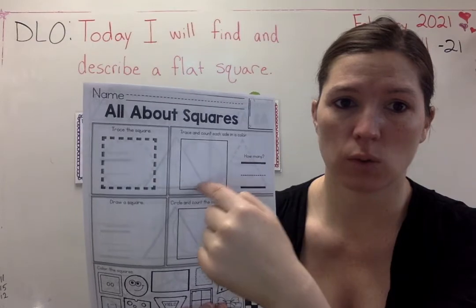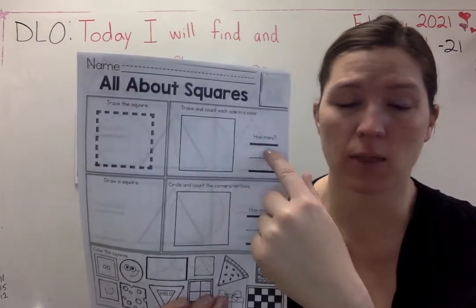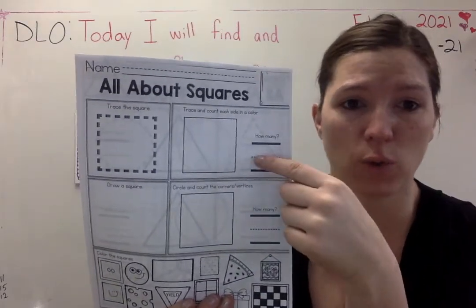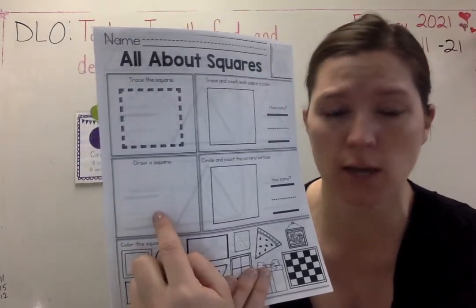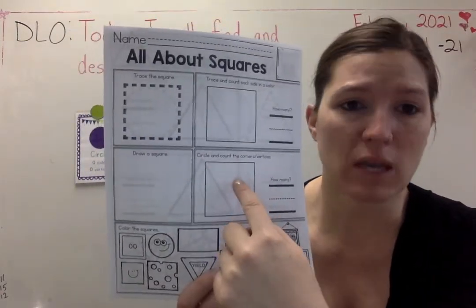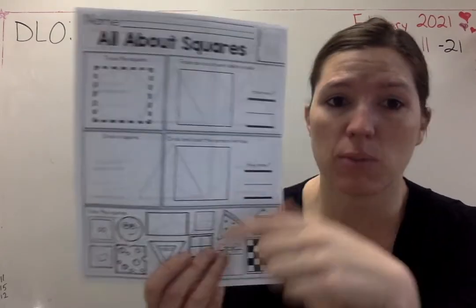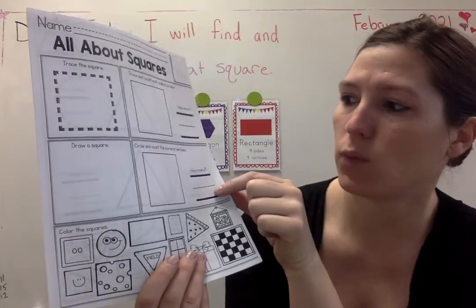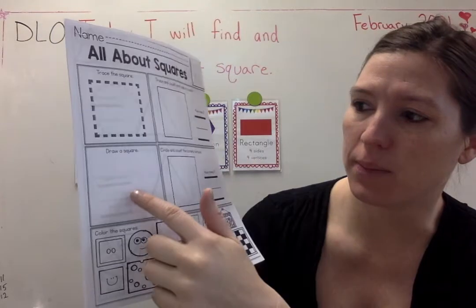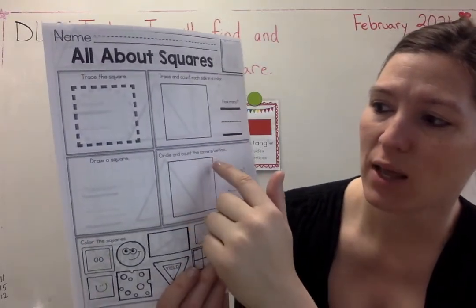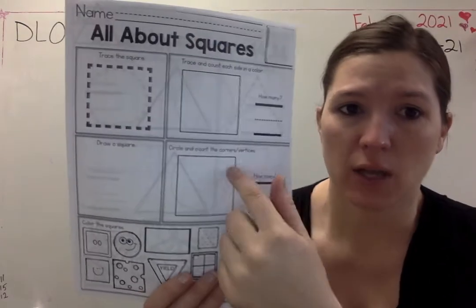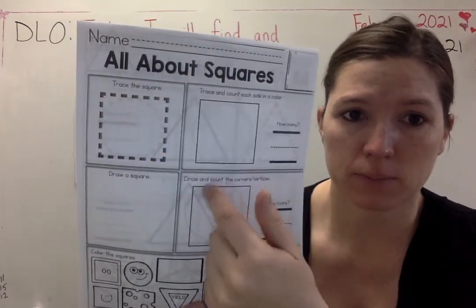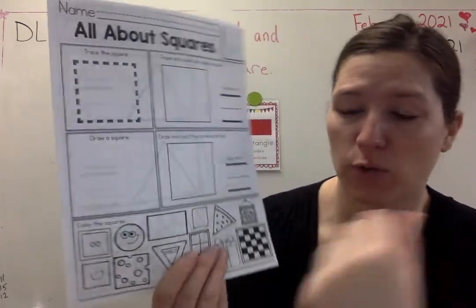1, 2, 3, 4 with your crayon. And then you'll write how many sides it has. 4. Over here you'll draw your own square. So try as best as you can to make your square have 4 equal sides. It can be little or it can be big. And then over here you're going to count and circle the corners or the vertices. So then after you circle them, then you'll write 4 vertices.